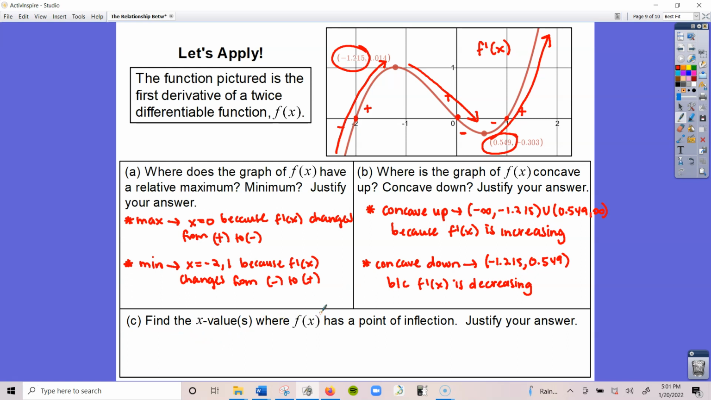Finally, find the x values where f of x has a point of inflection and justify your answer. So points of inflection occur when the second derivative changes from positive to negative or negative to positive, just changes signs. And if the second derivative is changing signs, that means that the first derivative is either changing from increasing to decreasing or vice versa, which indicates extrema. So we're looking for the extrema on our graph, which we have here and here. Those are my extrema. So we have points of inflection at x equals negative 1.215 and 0.549, and our reasoning would be because f prime of x has extrema.